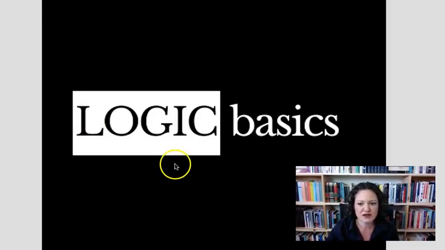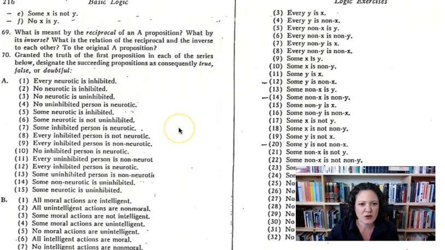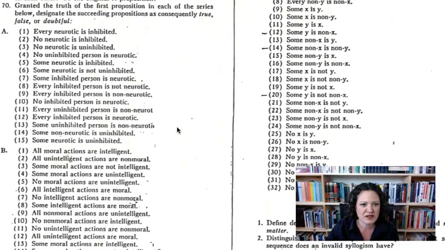Today we are going to actually start doing some logic problems with the two squares of opposition. If you recall, we are working towards doing these examples, and we're going to make our two squares for this today. Remember, this is from the Raymond McCall book. He says, granted the truth of the first proposition in each of the series below, designate the succeeding propositions as consequently true, false, or doubtful. So he's telling us pretend "every neurotic is inhibited" is true. We're going to pretend that's true for our homework.